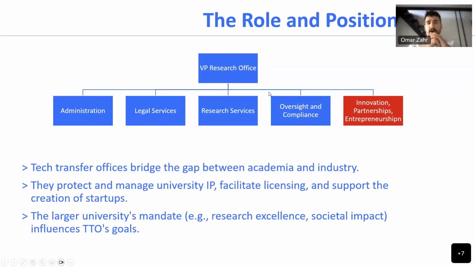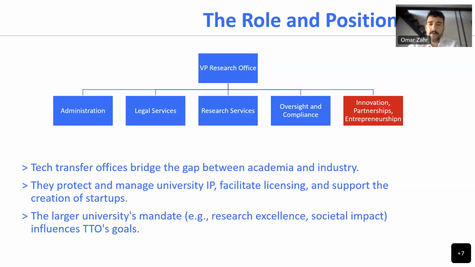TTOs. First, let's define a little what we mean by a TTO. Technology Transfer Office, Innovation Office, Partnerships and Entrepreneurship Office can come in many different names, but ultimately the role of this office is to serve as the interface between an invention developed at a university and an interested licensing party or a partnership entity.